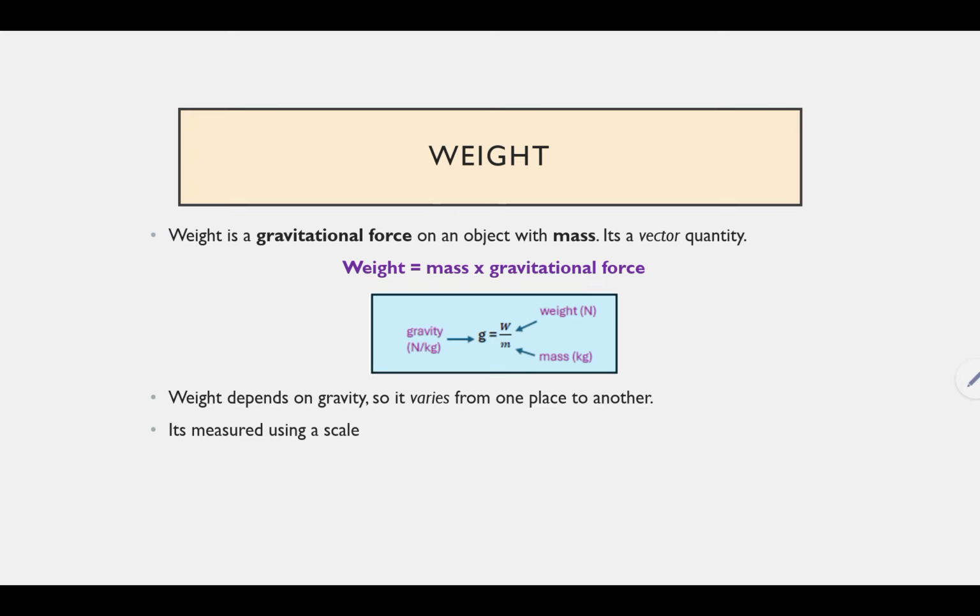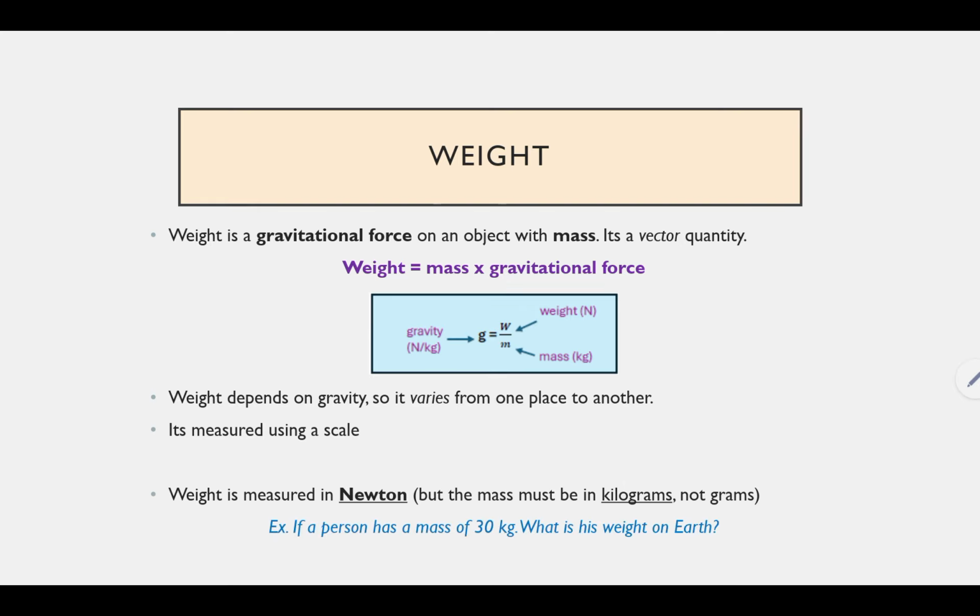So on Earth, your weight will be different than on the moon, will be different than on Mars. We measure weight using a scale, and it's measured in newtons, but be very careful that if your mass is in grams, you have to convert it to kilograms first before you find your weight. So mass must be in kilograms, not grams, in order to find weight in newtons.